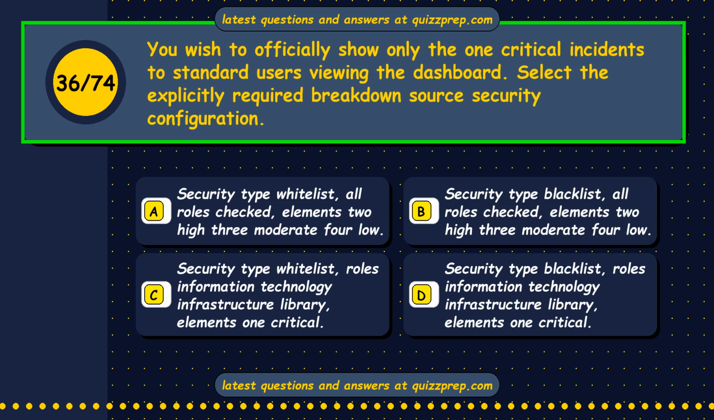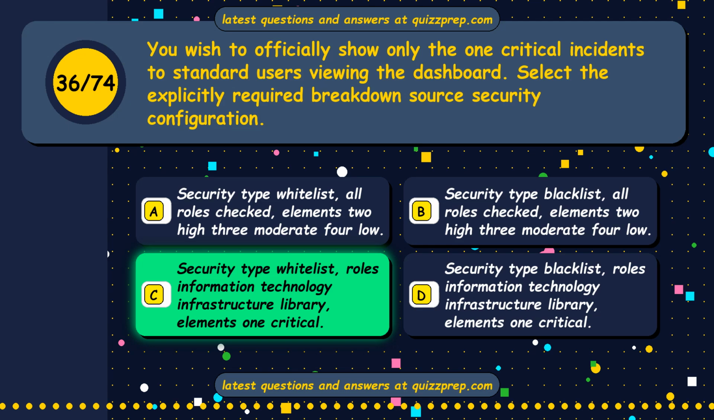Question 36. You wish to officially show only the one critical incidents to standard users viewing the dashboard. Select the explicitly required breakdown source security configuration. Option A, security type whitelist, all roles checked, elements 2 high 3 moderate 4 low. Option B, security type blacklist, all roles checked, elements 2 high 3 moderate 4 low. Option C, security type whitelist, roles information technology infrastructure library, elements 1 critical. Option D, security type blacklist, roles information technology infrastructure library, elements 1 critical.